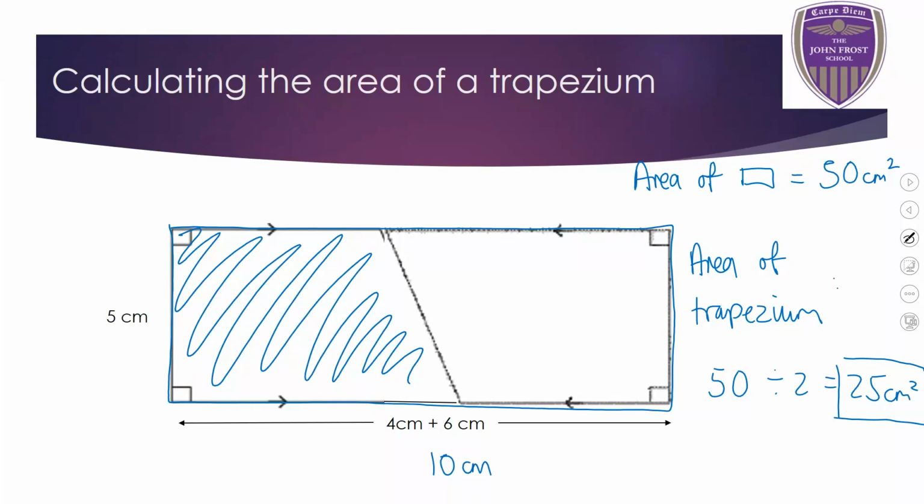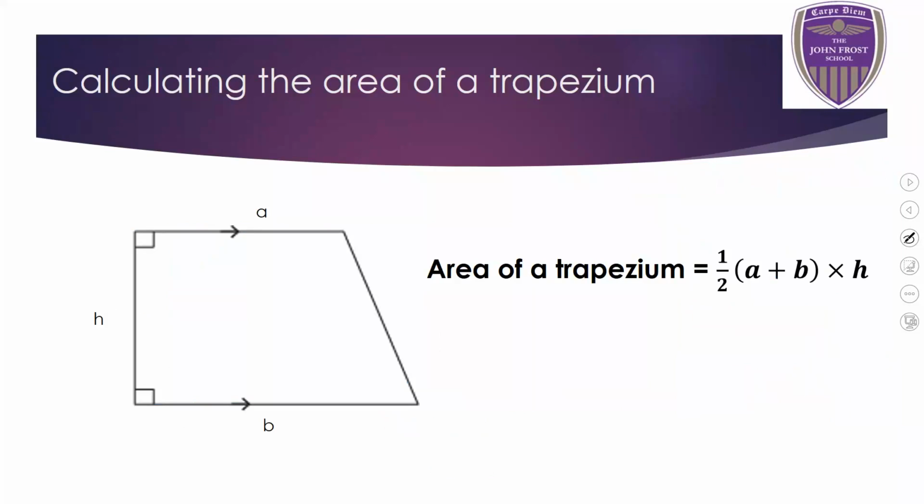So instead of having to redraw the same trapezium every single time and then attach it to the side and then work out the area of the rectangle and then half it, there's actually a bit of a quicker way, okay? But think about what we've just done. We've done A plus B, times it by H, and then half the answer, okay?